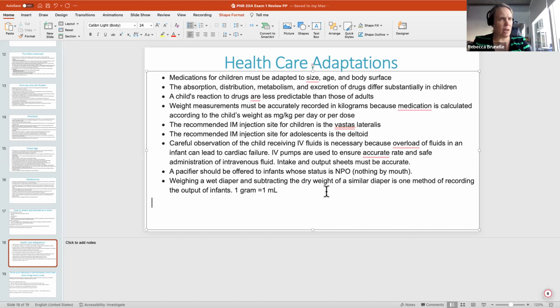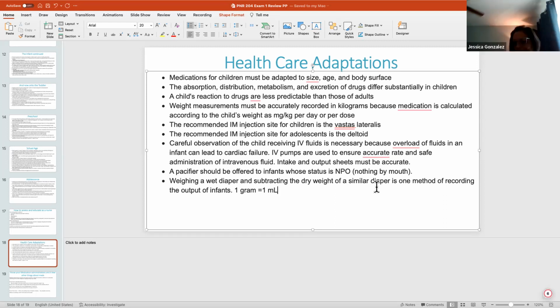And this is something that I don't think we talked about, but you do need to know. A lot of times kids are in the hospital in diapers and you need to calculate their urine output. So you just subtract the dry weight of the diaper. So if a diaper weighs 20 grams when it's dry, and then you weigh the diaper and it weighs 80 grams, how much did they pee?